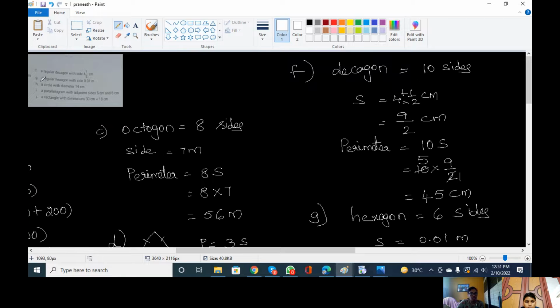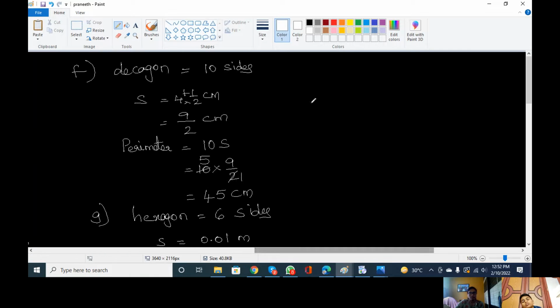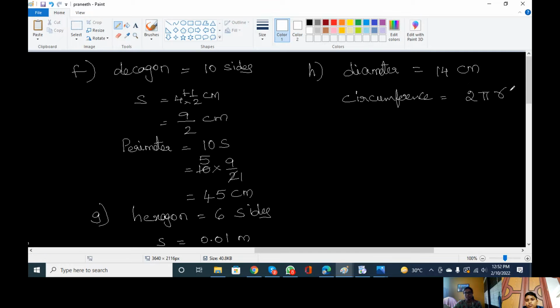Next, after G, H bit. A circle with the diameter 14 centimeter. A circle given diameter is 14 centimeter. Do you remember circumference of the circle? Means perimeter of a circle? Yes. 2 pi r. Yeah. Circumference of a circle is 2 pi r.